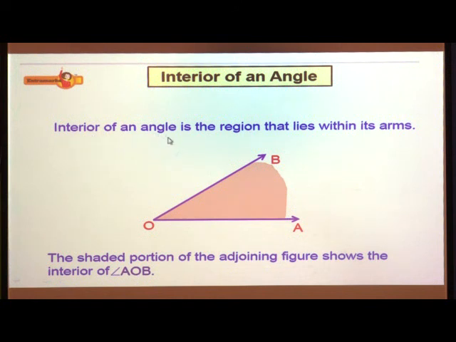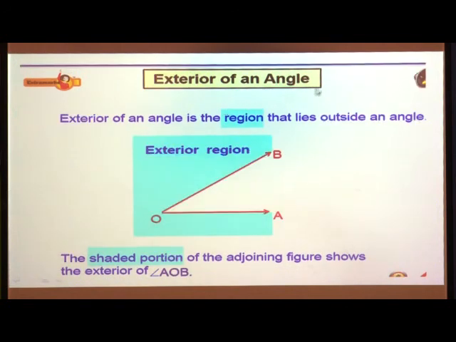Exterior of an angle. Exterior of an angle is the region that lies outside an angle. O is the vertex, OB and OA are the rays. The part which is lying outside the angle is called the exterior of an angle. The shaded portion of the adjoining figure shows the exterior of angle AOB. You can see the sky blue color, which is the exterior region of angle AOB.